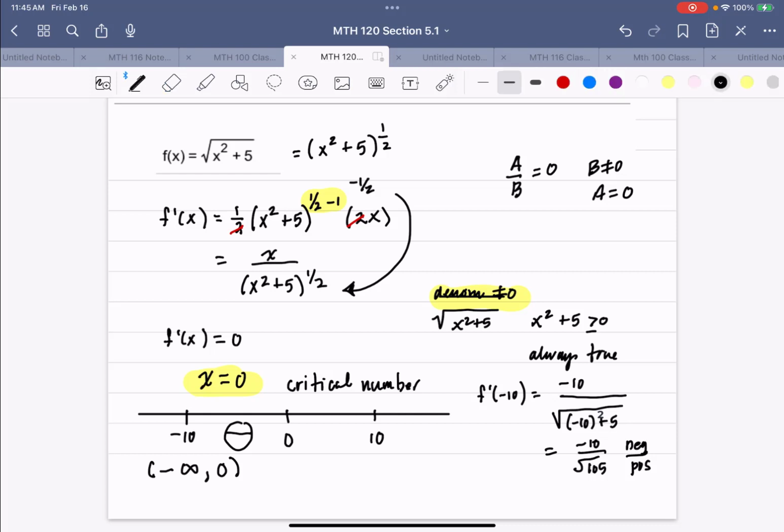And so now we must evaluate our +10. So f prime of 10 is going to be +10, and the denominator is going to be the same, 105. So this time we have a positive divided by a positive. So this side is a positive. So from 0 to infinity, the derivative is positive. That means that the function is decreasing here and increasing here.